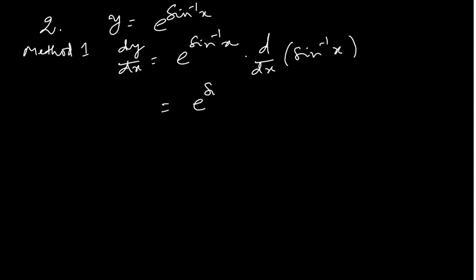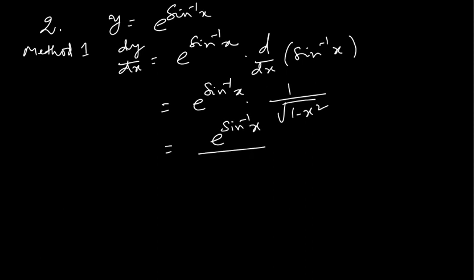So e power sine inverse x multiplied by, just now we completed the inverse trigonometric, and I asked you to remember the formula also. This is it. So in the exam, can I do it like this only? I memorize the formula and write it. Yes, of course. If it's a 2 marks question, you don't again do the differentiation of sine inverse x here. So the answer is e power sine inverse x divided by square root of 1 minus x squared. This is the answer for the first method.